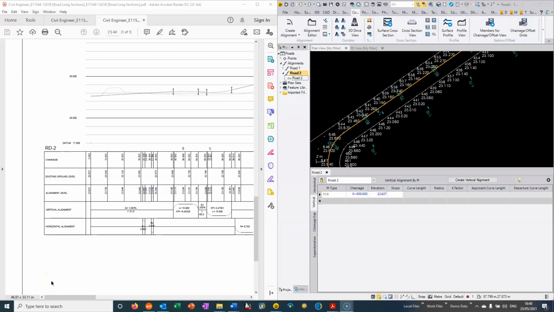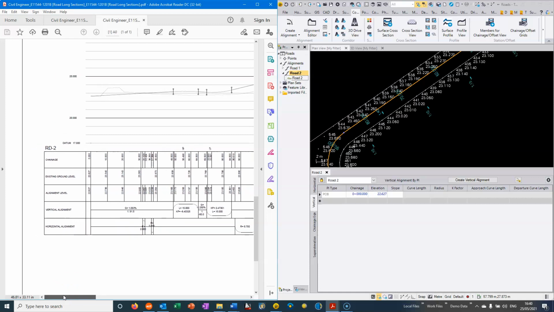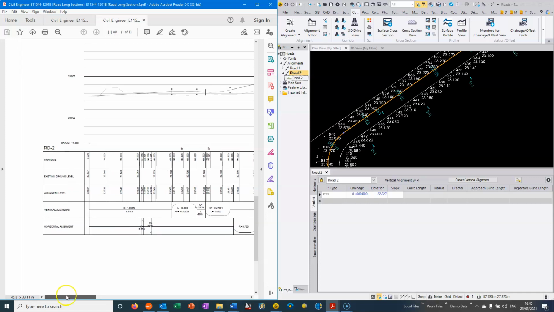So the last video we looked at keying in a horizontal alignment directly from the engineer's drawings. Now we're looking at keying in a vertical alignment from the engineer's drawings. On the left-hand side of the screen, you're seeing a typical engineer's drawing for the vertical alignment as we get them in the UK.